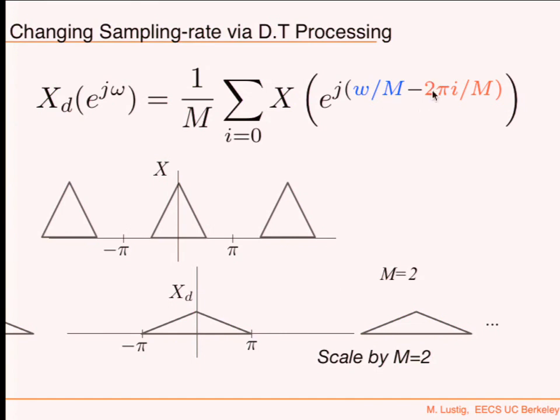But then I need to shift it by nothing, which is i equals 0, and by pi. When i equals 1 and M equals 2, I get a pi here. So this plus another version that's shifted by pi.